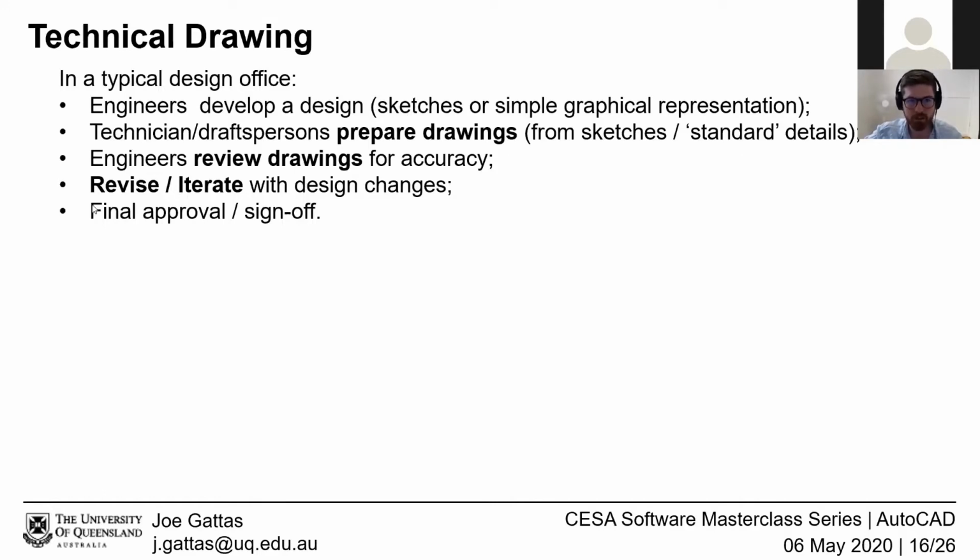So the engineer will review the drawings and revise the design with the client. The drawings will be updated. That process will repeat, and at some final stage there'll be a final approval and sign off, and that's the end of the project. All the drawings are handed over to a contractor or a fabricator to then progress through their internal processes.